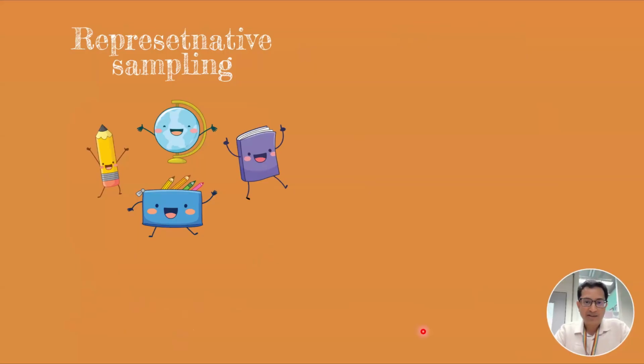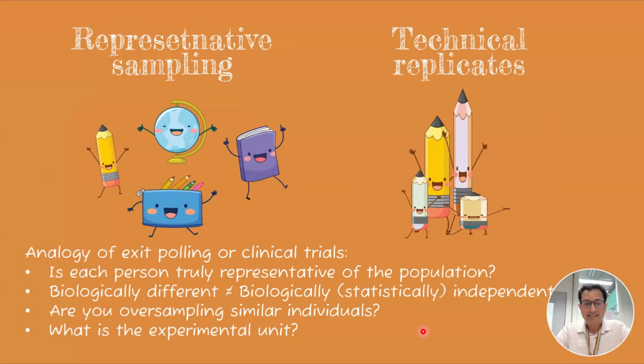Another way to think of replicates is to think of representative sampling. For example, an analogy from exit polling or surveys or clinical trials. Are you sampling representative members of the population that you're trying to study? For example, if you ask a survey to a family of pencils, who are not representative, they may all say we don't like erasers, right?